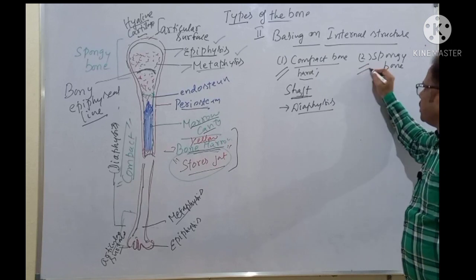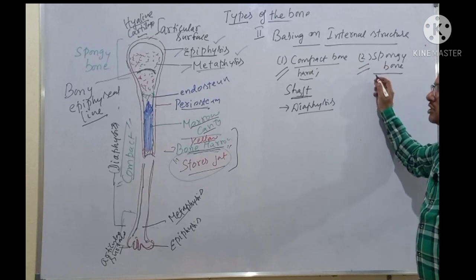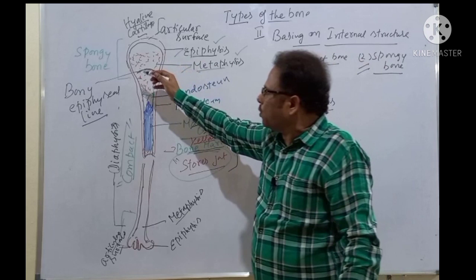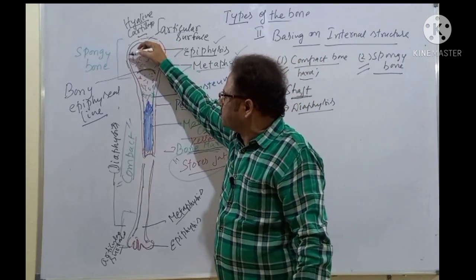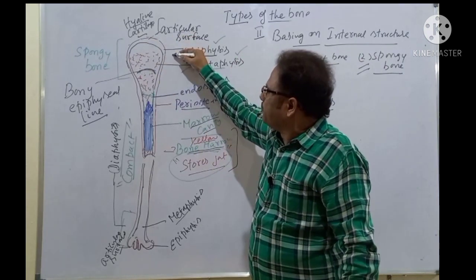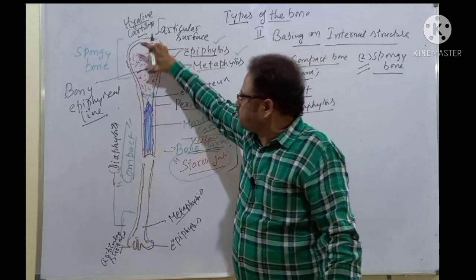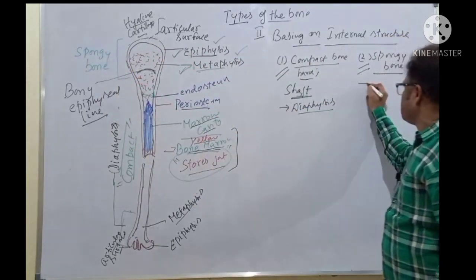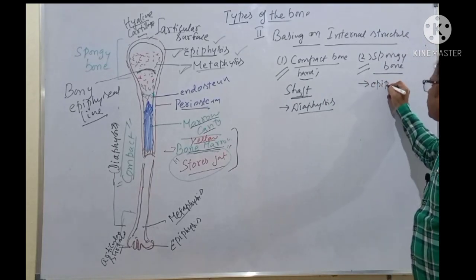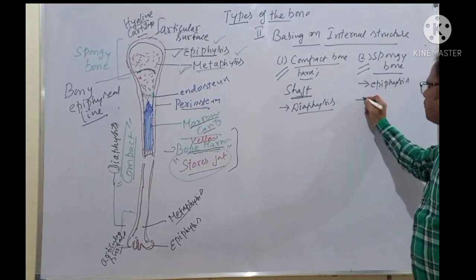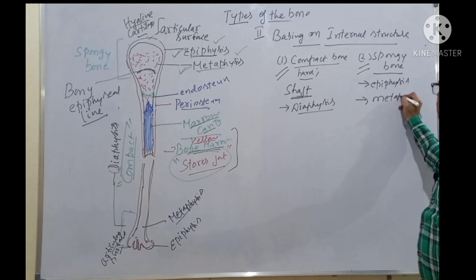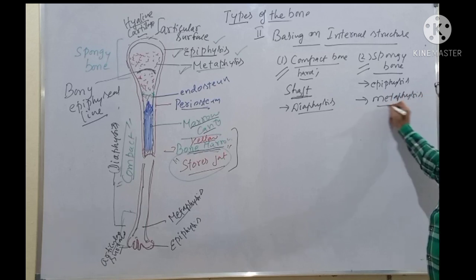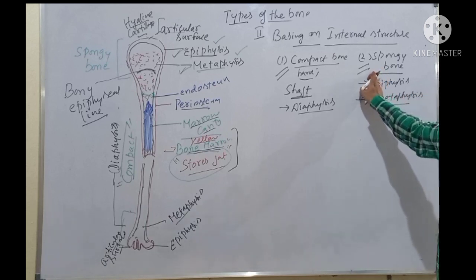Next one is the spongy bone. As the name indicates, it's spongy here. What is a spongy bone? I told you it is corresponding to two parts. What are they? One is the epiphysis, the other is the metaphysis. This part is called the spongy bone. Because it is spongy, it's not compact. That's why it's called the spongy bone.